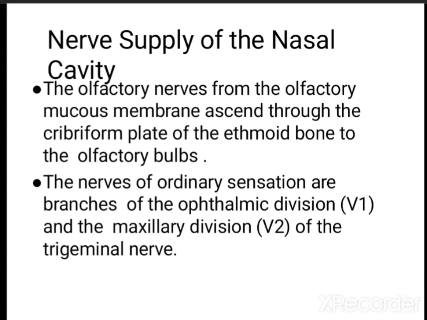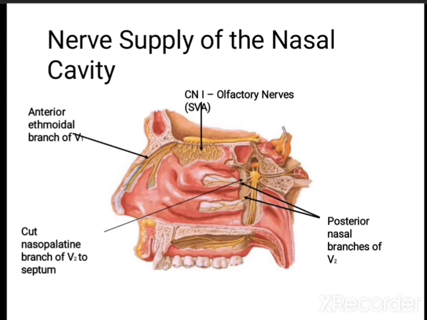Then the nerve supply of the nasal cavity. The olfactory nerves of the olfactory mucous membrane ascend through the cribriform plate of the ethmoid bone to the olfactory bulbs. The nerves of ordinary sensation are the branches of the ophthalmic and maxillary branches of the trigeminal nerve. So these branches supply the nasal cavity.